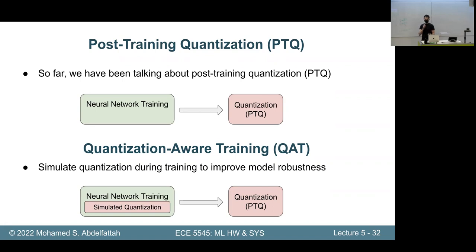So as you know, in post-training quantization, you already trained your network without any awareness of the fact that you're going to quantize it afterwards. But in quantization-aware training, during training, we add something called simulated quantization. And why do we do that? We do that basically to make the neural network more robust to quantization. Basically, you're essentially adding your quantization error through the network to your loss.